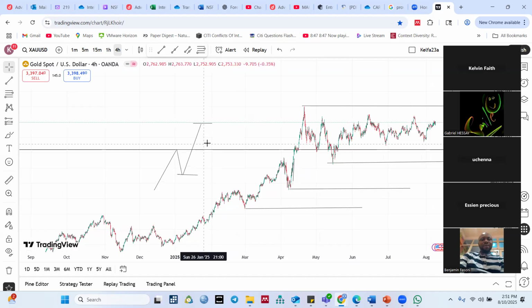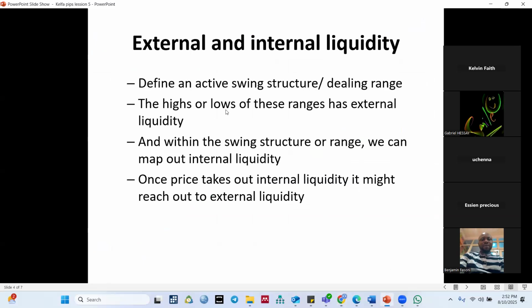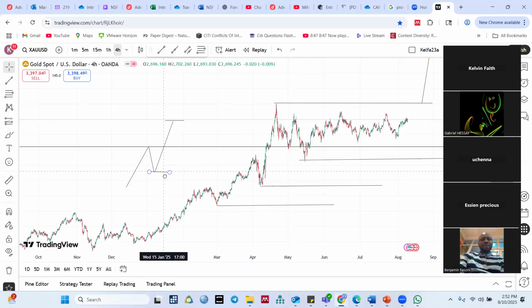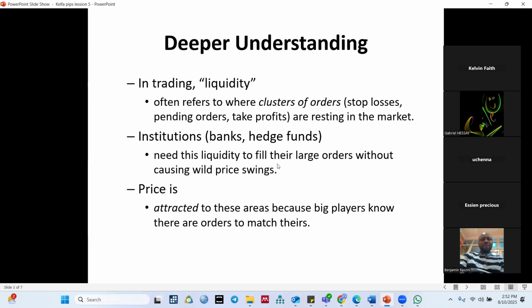So once we have this range like this, okay, the highs or lows of these ranges have external liquidity. So it means that below here is liquidity, below this is liquidity, and above this high is liquidity. And what did we say liquidity is? We said liquidity is money, where stop losses, pending orders, and take profits are resting.